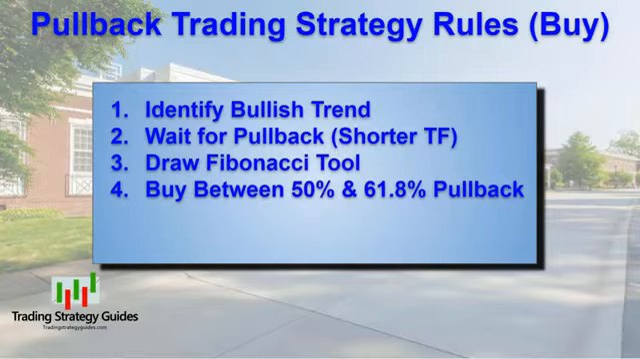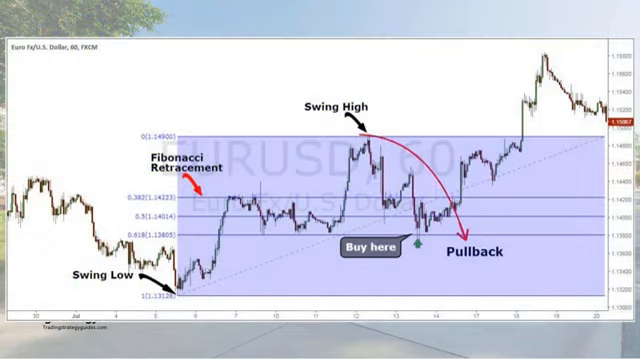Step 4, buy anywhere between the 50% and the 61.8% Fibonacci retracement area. After you've placed the Fibonacci retracement tool on your chart, mark the area between the 50% and the 61.8% Fibonacci retracement and buy as soon as the price trades within that area. It's up to you whether or not to buy as soon as the price hits the 50% or to wait for the 61.8%. With experience, you'll be able to fine-tune your entry and profit from trading pullbacks.